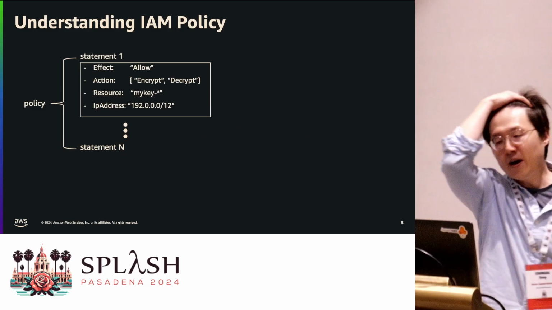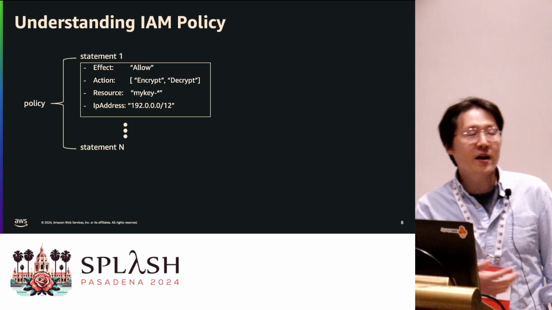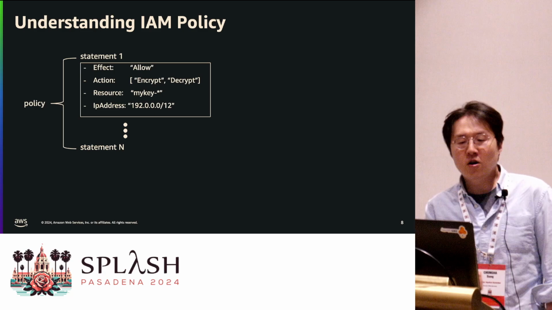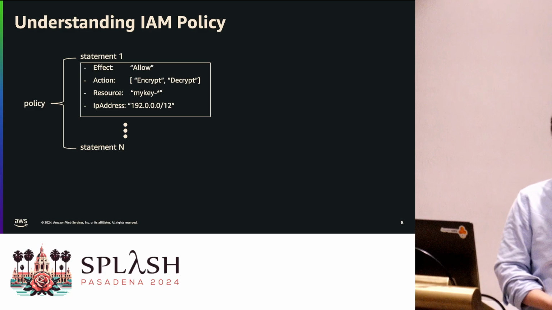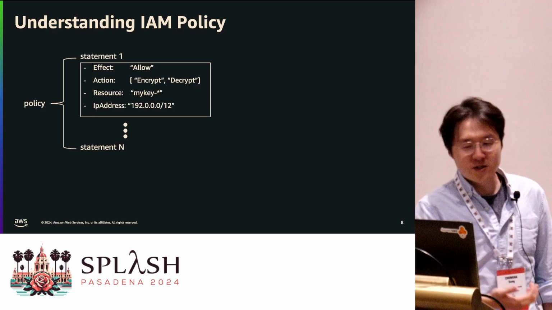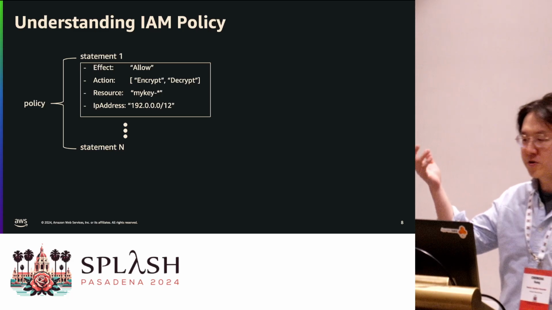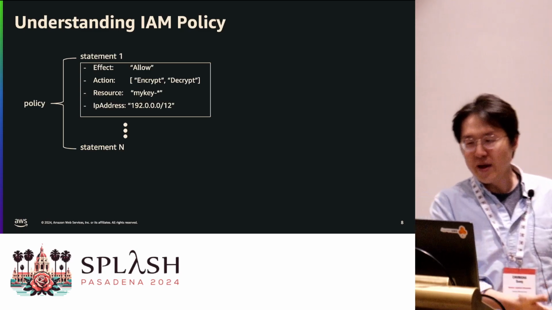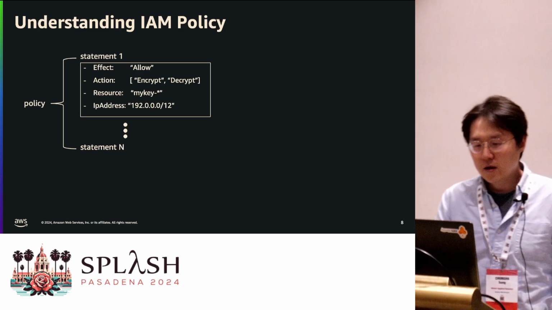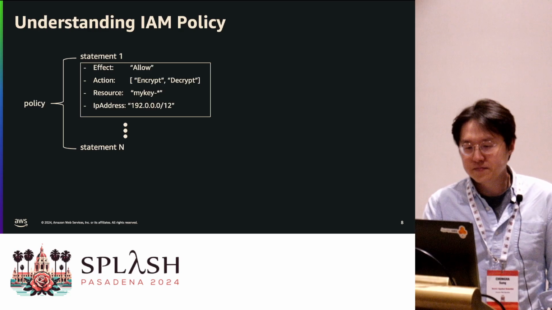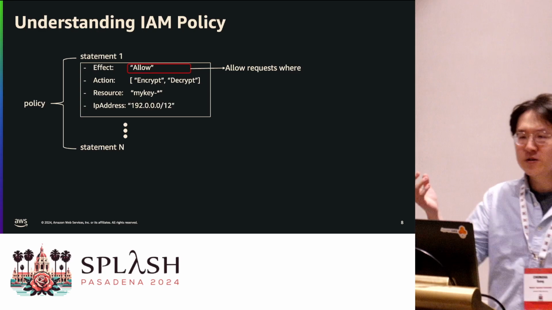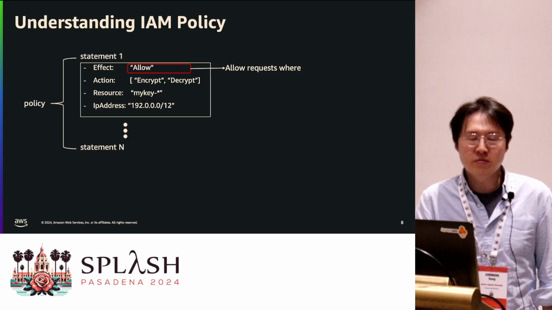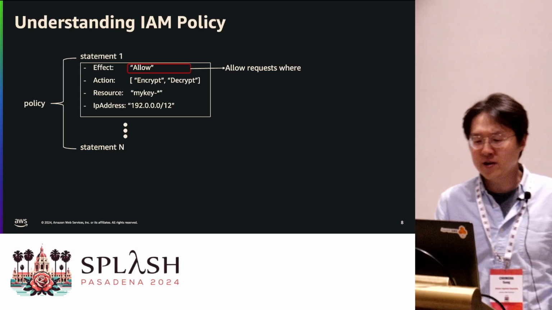Here is a simplified structure of an IAM policy, and I kept only the details required to understand our technique. A policy consists of multiple statements, and each statement defines various elements such as effect, action, resource, IP address, or other types of elements. Each element uses patterns to match values from requests. So let's take a look at what this statement does. First, effect defines whether the statement is about allowing requests or denying requests. It says allow, so this statement is about allowing requests.